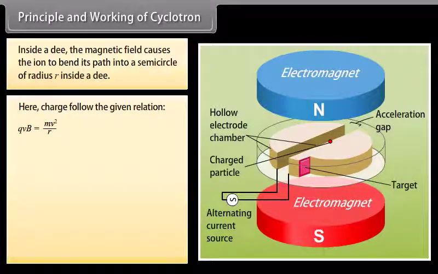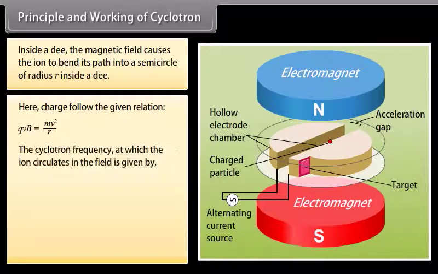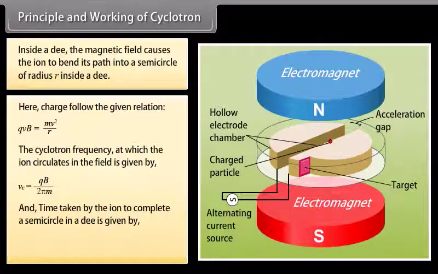qvB = mv²/r. The cyclotron frequency at which the ions circulate in the field is given by qB/2πm. And the time taken by the ion to complete a semicircle in a D is given by πm/qB. At resonance condition, the ion arrives between the Ds exactly in time to be repeatedly accelerated and gains energy.